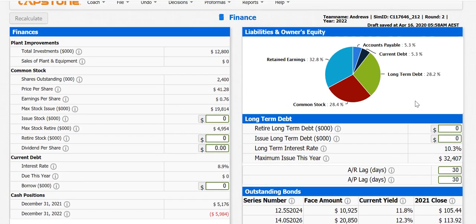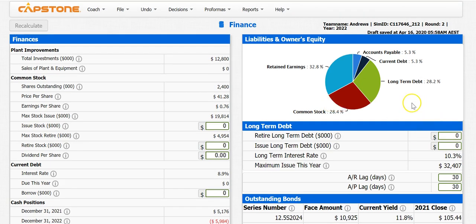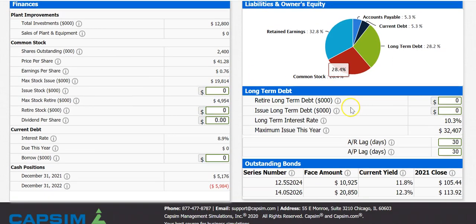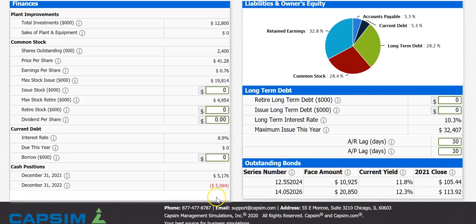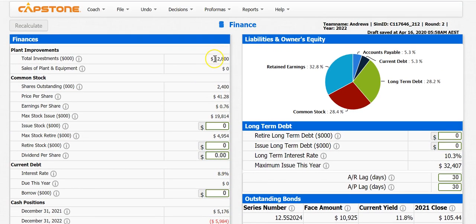So here's our options as well. As we can see here, we need to pay this debt off. We've got 5.9 million, almost 6 million down there, that we need to cover. That needs to be 10 million in the black. We've invested 12.8 million there, and we have a number of things that we could do.